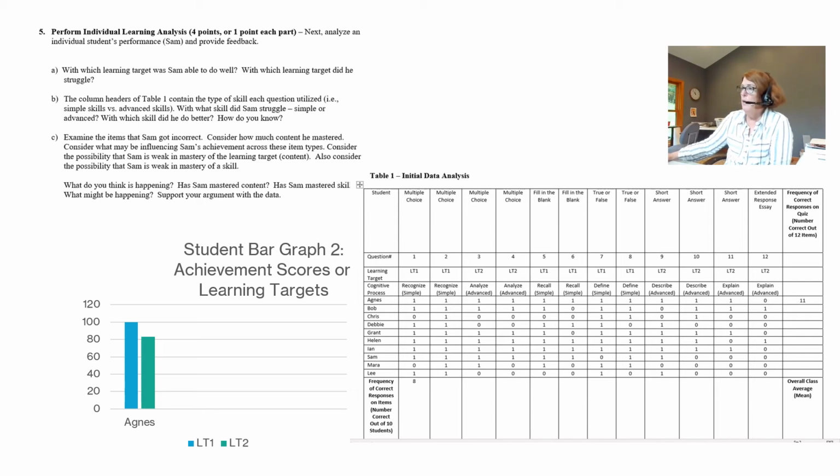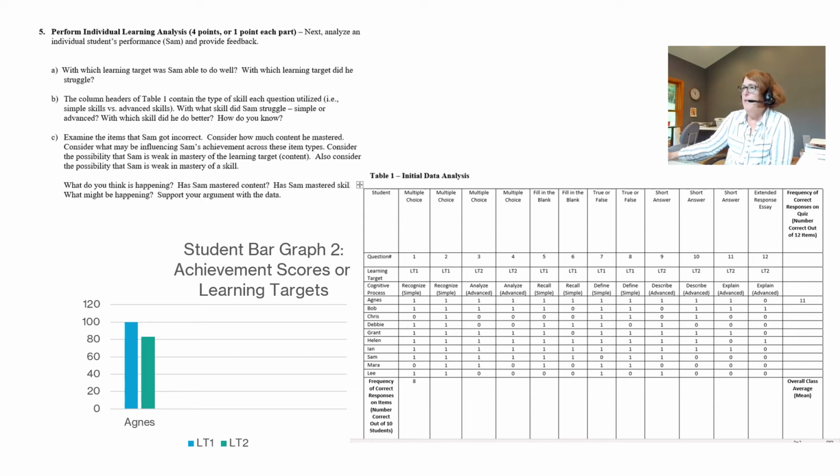So you can go across all 12 questions and see what type of question it was, as we've talked about before, but also the cognitive skill and skill level that that question demanded. So let's get back to our questions that you have to answer.